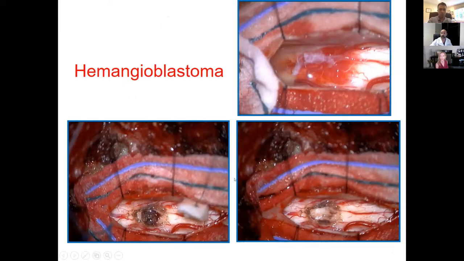Here are the intraoperative pictures. But again, this is a midline lesion. You don't need to take out facets or pedicles or drill down any of the stabilizing structures.